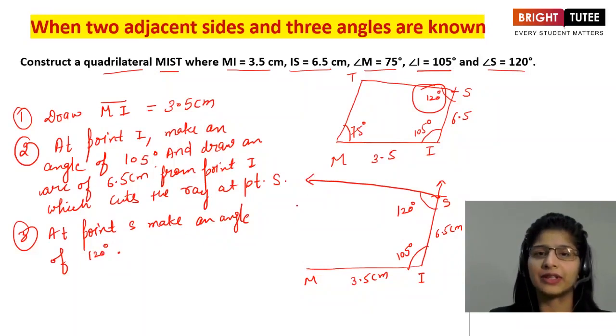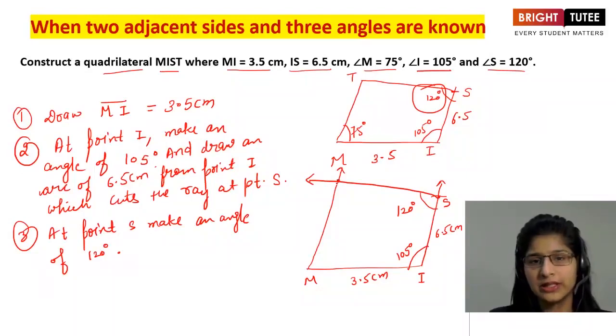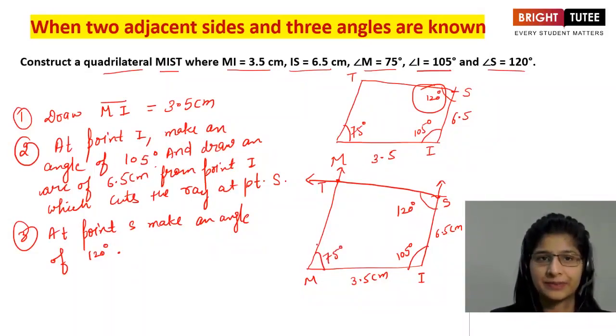What are we left with? Now we don't know any other information. We know that angle M is 75 degrees. So at M, we will make an angle of 75 degrees. When you make an angle of 75 degrees, its ray will go and cut the previously drawn ray. This is the point T, because we are now going to get our quadrilateral MIST.